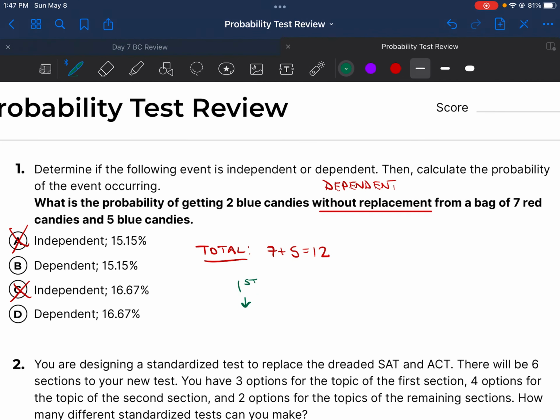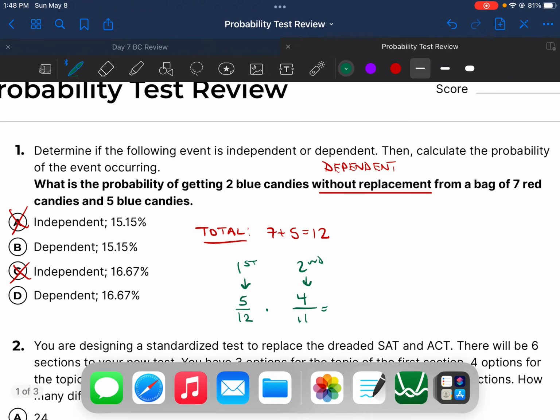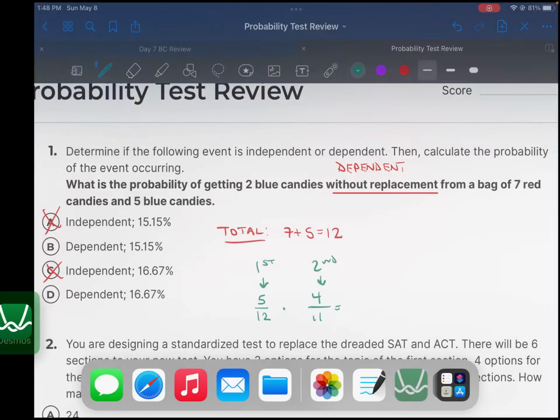we're trying to get blue candies here, 2 blue candies in a row. So the first time we draw from this bag, we have a 5 in 12 chance of pulling out a blue. We are not replacing it, so the second chance we pull from this bag, there are only 11 candies remaining. We've already taken one of the 5 blue candies away, so now there's only 4 of the 5 blue candies remaining. And this is going to give us, let's go ahead and pull up good old Desmos. Let's get our percent chance of this happening.